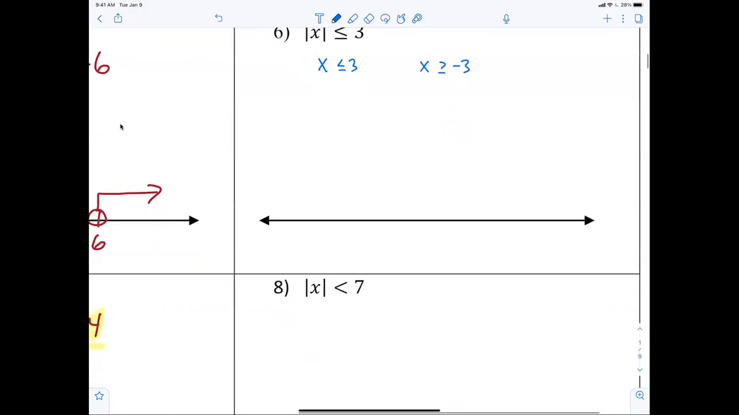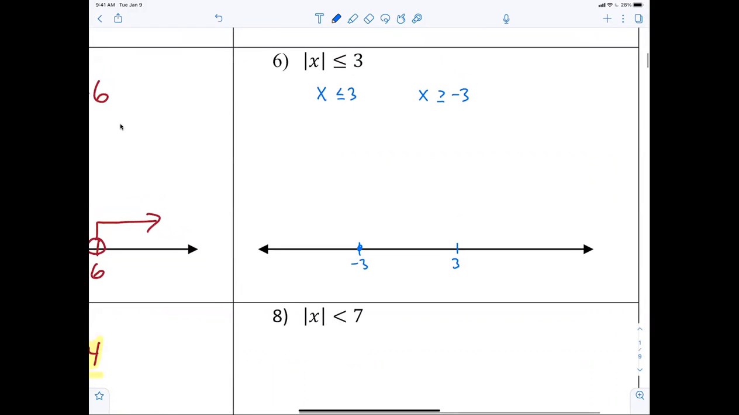All right, so here is -3. Here is 3. Greater than or equal to -3, solid dot, and then less than or equal to 3, solid dot. And so then you know it's an and statement. That's right. Thank you.